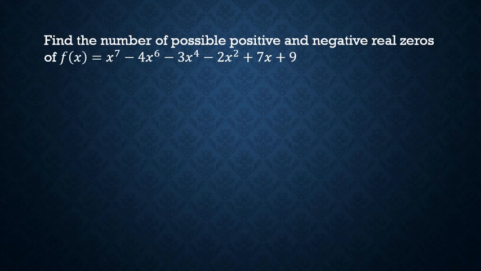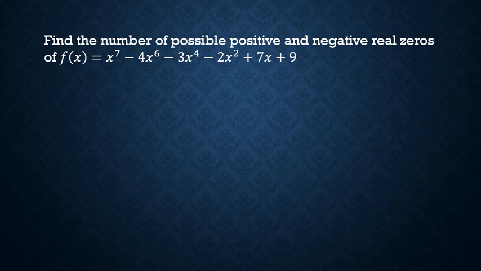So we're going to find the number of possible positive and negative real zeros of this function here. x to the 7th minus 4x to the 6th minus 3x to the 4th minus 2x squared plus 7x plus 9. So first we're just going to look at the number of sign changes that occur in the terms in f of x here.